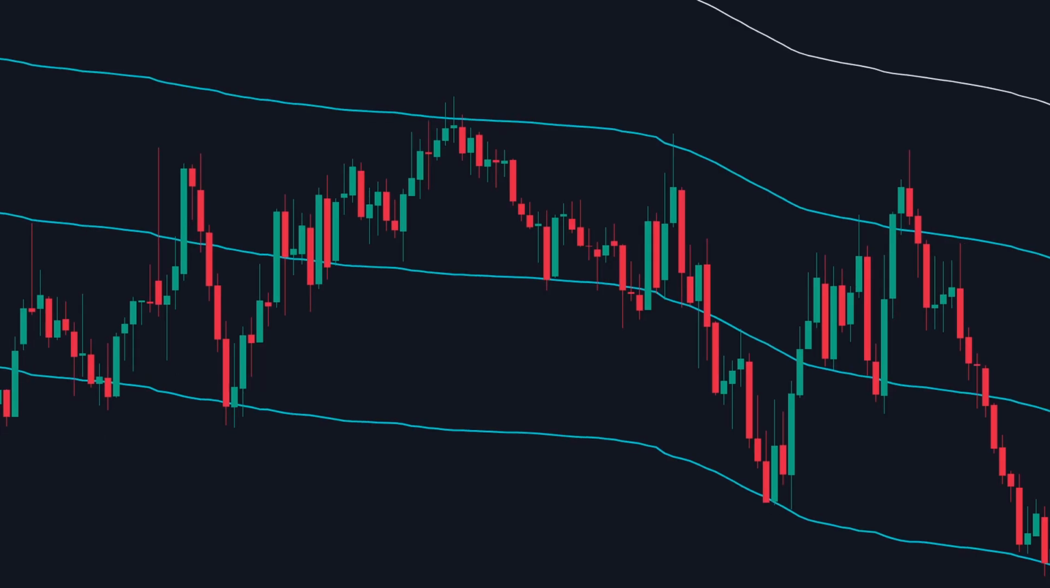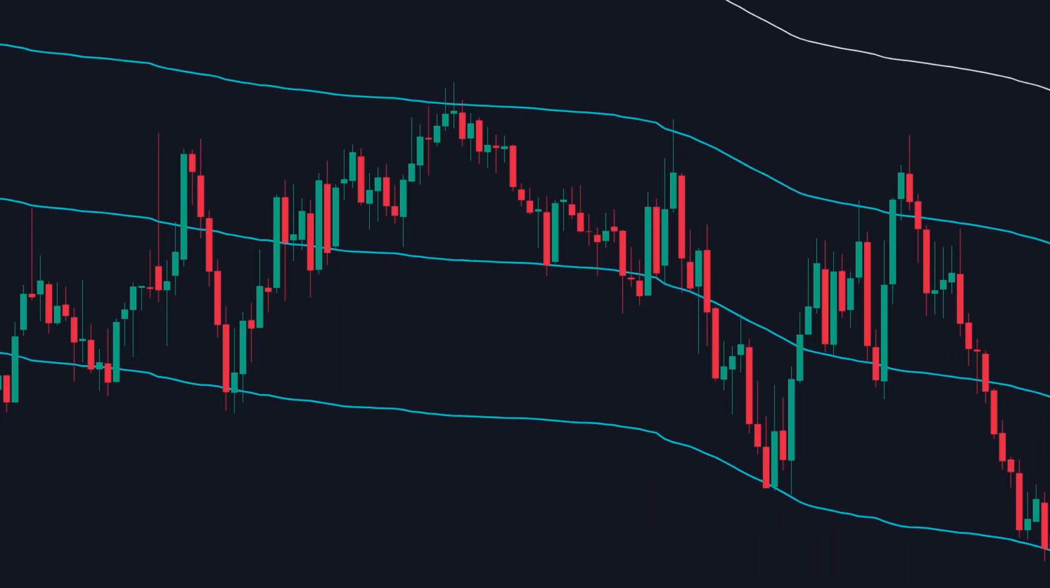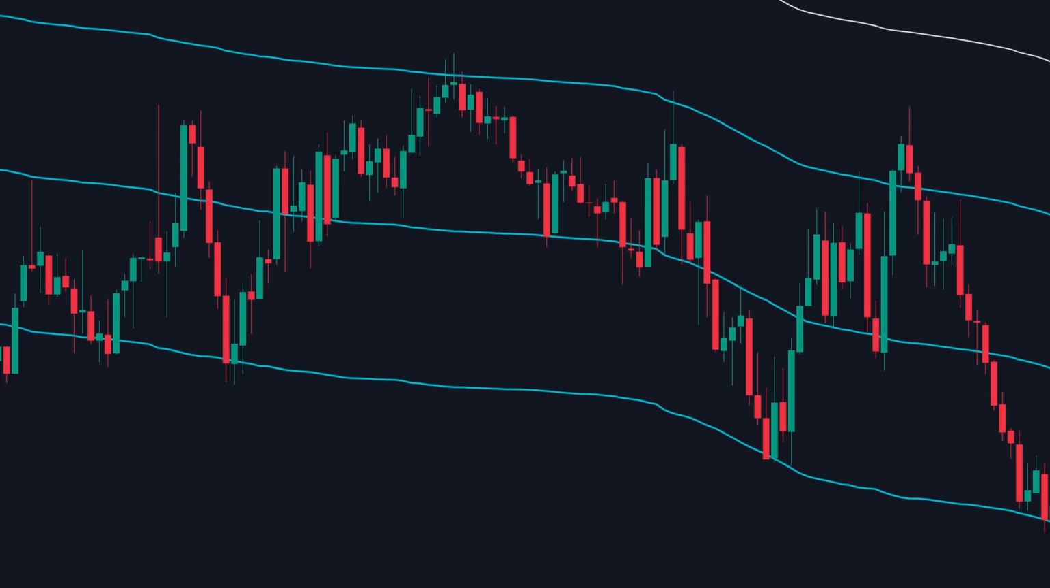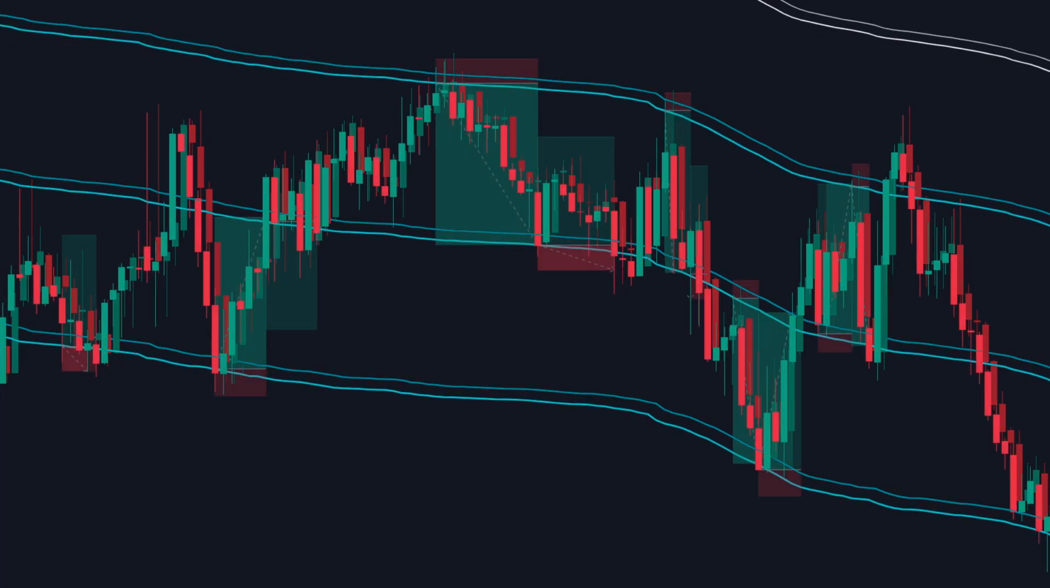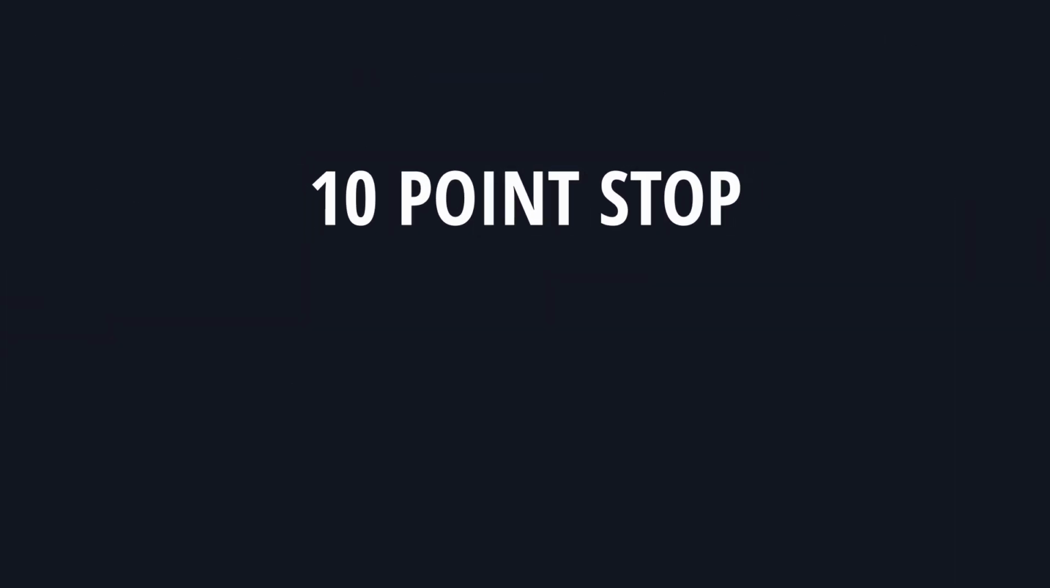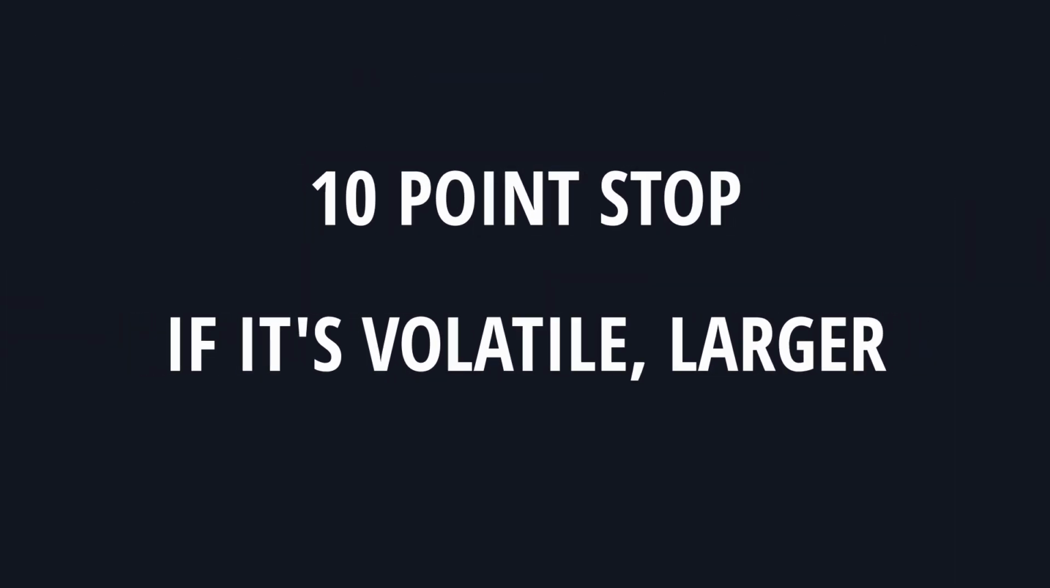The first setup is a bounce off of the levels tool, an indicator that shows standard deviations of volatility on the chart. With this sort of setup, I trade a lot like supply and demand, where I set my stop loss beneath or above the level and take it to the next level. I generally try to take a 10-point stop loss, but on more volatile days, I have to take a larger stop to account for the big movement.